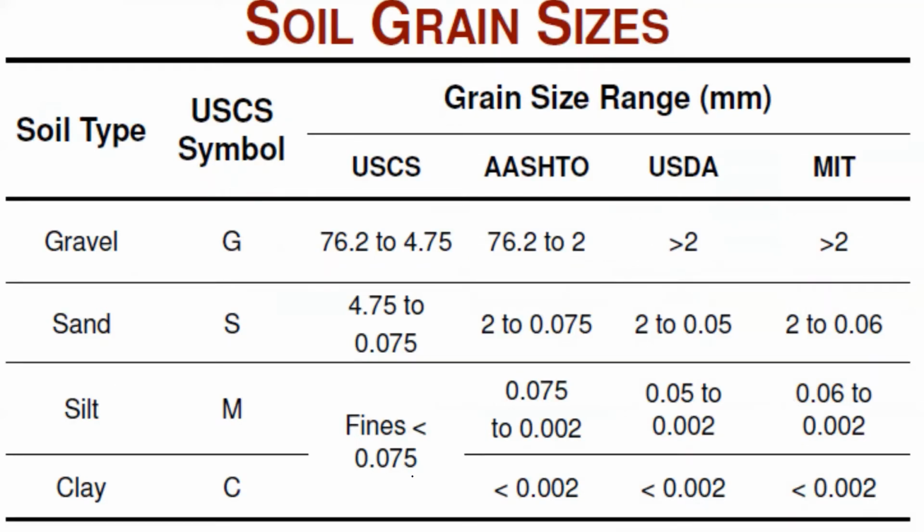It means that your sieve size particles should be 0.075 millimeter or lesser than it, then you will get silt and clay. So this is all about the grain size distribution for the Unified Soil Classification System. But for AASHTO, it can be different. For USDA and MIT, it is also different, but we are using this one soil classification system. So keep this in mind that we have to follow this one, USC, Unified Soil Classification System.